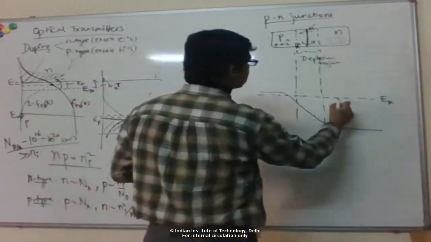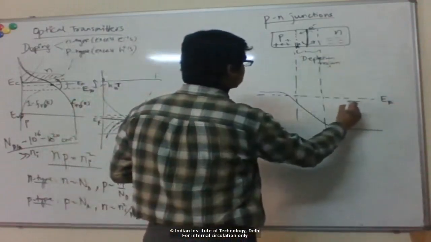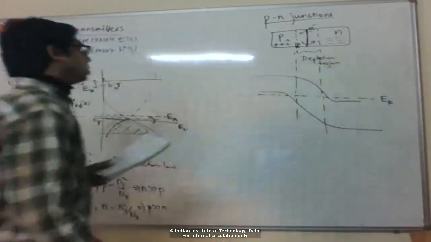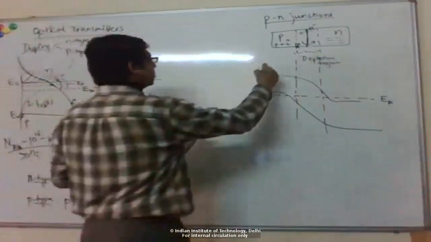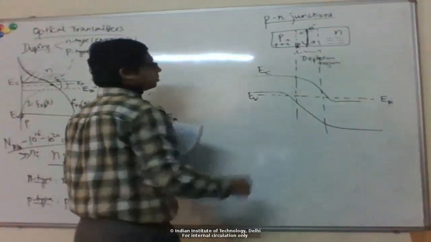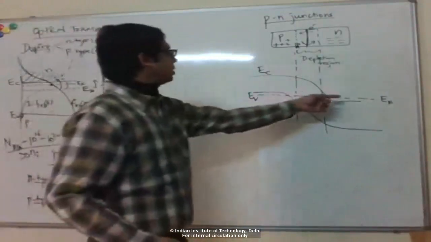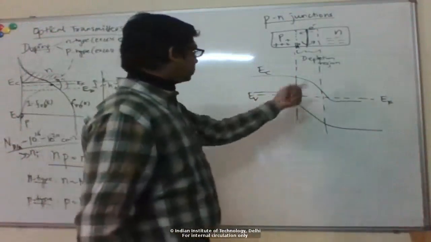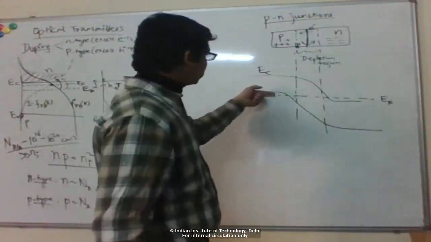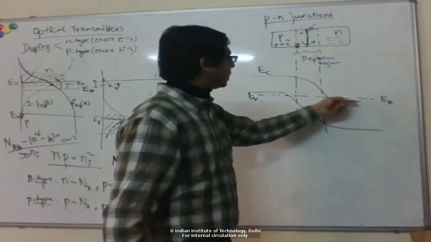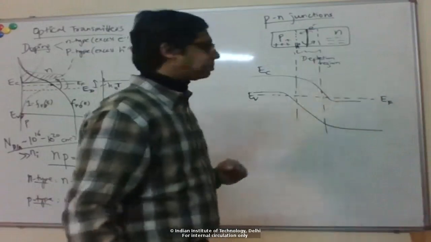Okay, and here it's n-type, so this is EC, this is EV. So you can see here, I've shown a degenerate doping case where basically the doping is so high that EF goes into the valence band. And similarly here, the doping is so high that EF goes into the conduction band.